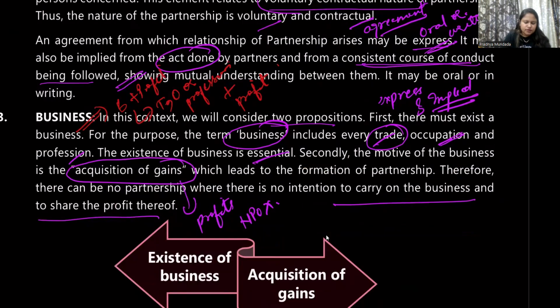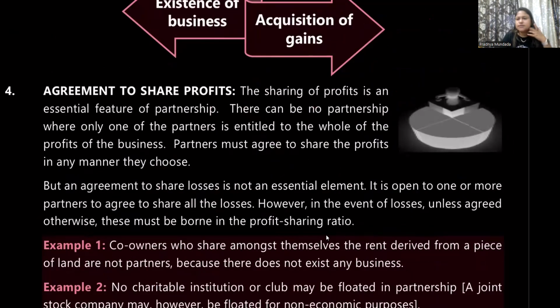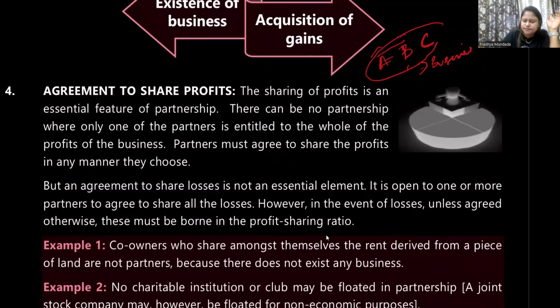After you decide about the business, the next very important element is that you have to share it. So suppose there are 3 people, A, B, C, wherein all 3 have together started a business. But the profit that is generated is shared only by A and B. It is not shared by C. Then you can't say A, B, C are in partnership, because compulsorily every partner should get a share. Let the share be very minimal, it's okay. But is he required to get a share? 100% yes. So that is the reason we say every partner should get a share in the profit.